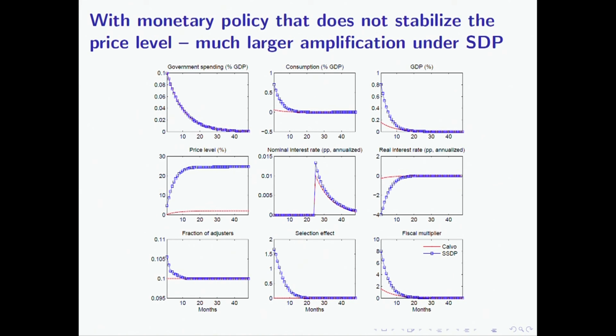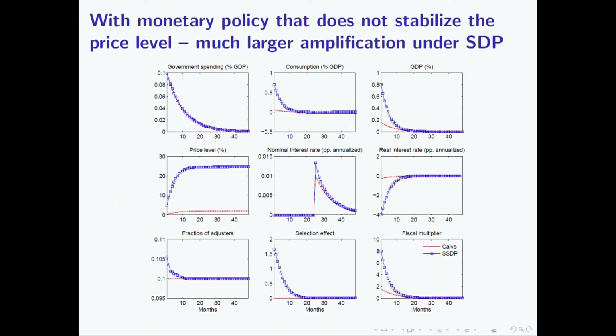Why is that? This is the result of a selection effect that Oleksiy talked about. The fact that the size of price changes and probability of price changes are correlated. In particular, there is an increase in the probability of adjustment of those firms that desire large price changes, and therefore the price level becomes more flexible, even holding fixed or almost fixed the overall fraction of adjusters. So you see that the fraction of adjusters barely moves, but nevertheless, because of the selection effect, the price level is much more flexible.